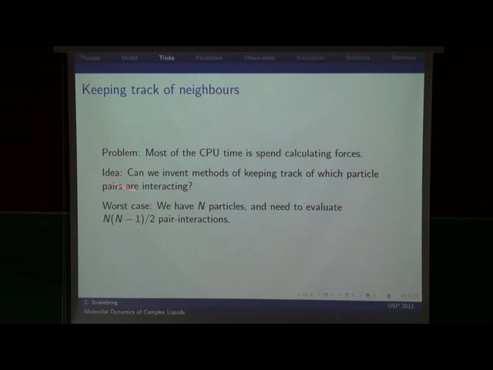The idea can be to invent methods of keeping track of which particle pairs are interacting, such that we reduce the time spent calculating forces. The very worst case is that N particles could in principle all be interacting with each other, in which case we need to calculate N squared over two pair interactions. And to calculate N squared interactions at each time step is prohibitively expensive.